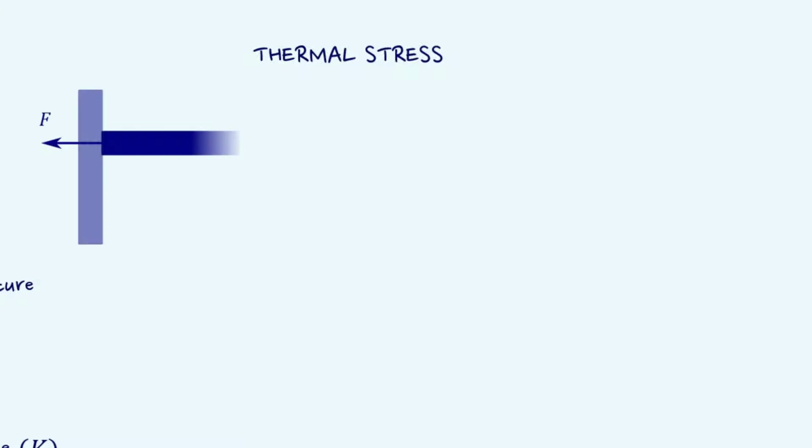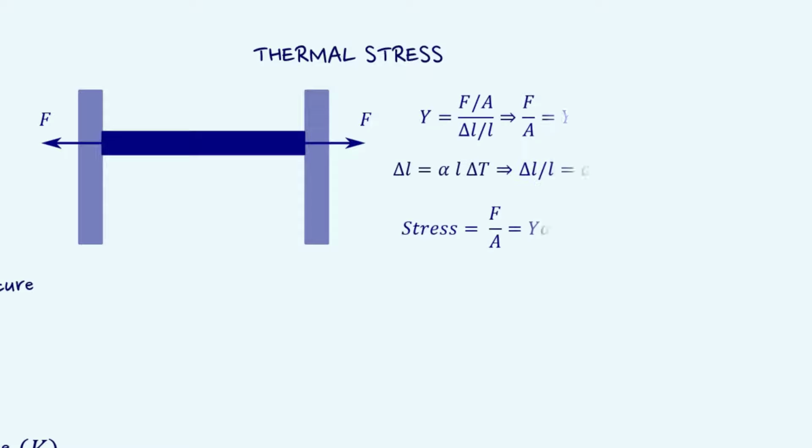In some situations, the ends of a rod or slab are rigidly fixed, which prevents expansion or contraction. If temperature changes, large compressive or tensile stresses will be set up. These are called thermal stresses. The expression for the thermal stress is equal to Y alpha delta T. Here Y stands for Young's modulus.